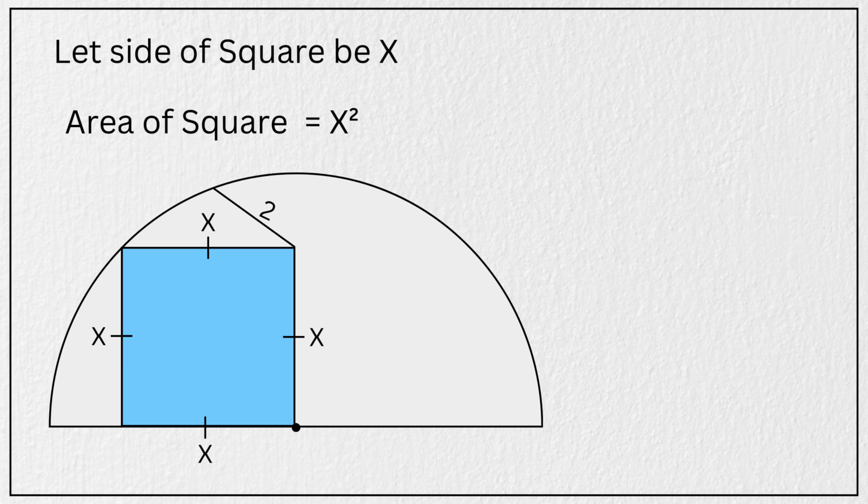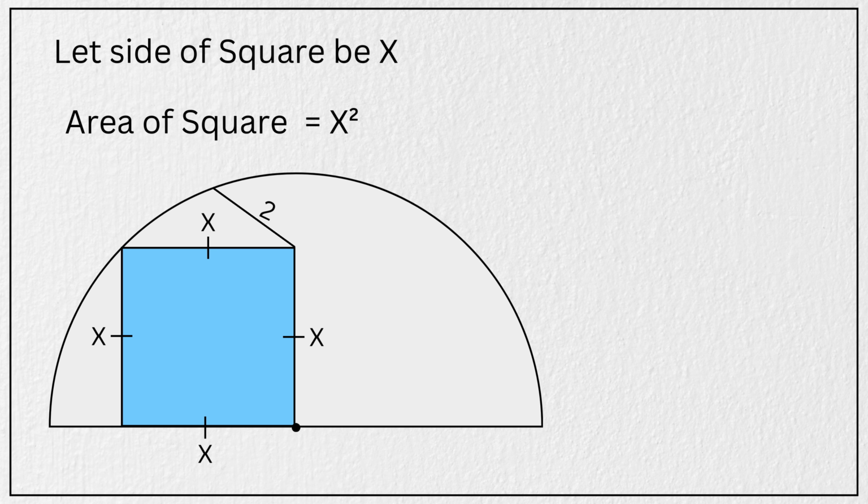Next, draw a line connecting the upper right corner of the square to the end point of this diameter like this, and define this length as y units. Now look at the right triangle formed between the square and the radius of the semicircle. The base of this right triangle is the square root of 2 times x. The height is x units, and the hypotenuse is y units.